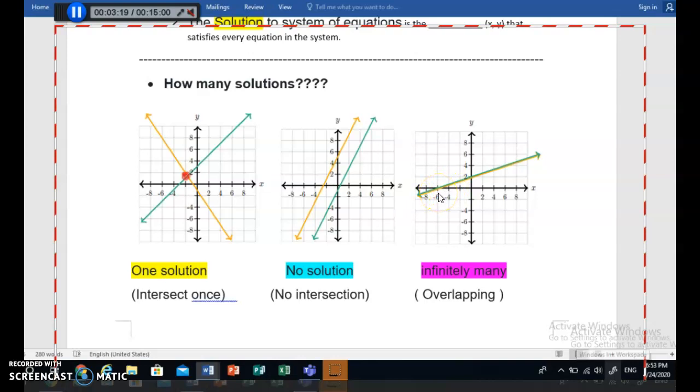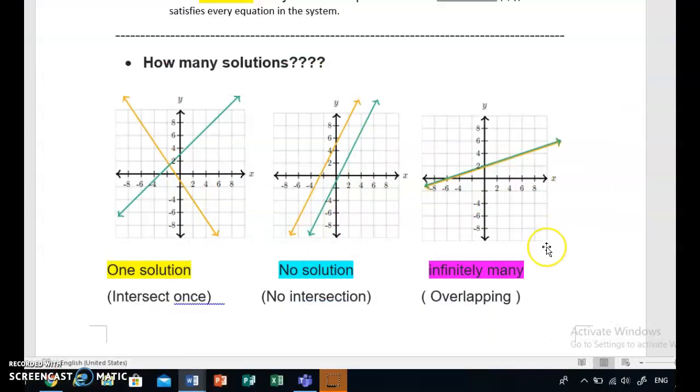Some students ask, one solution, how about two solutions? Is there any way that two linear equations will have 2 points of intersection? Think about that, and let me know your answer. Okay, guys, let's move on to next.